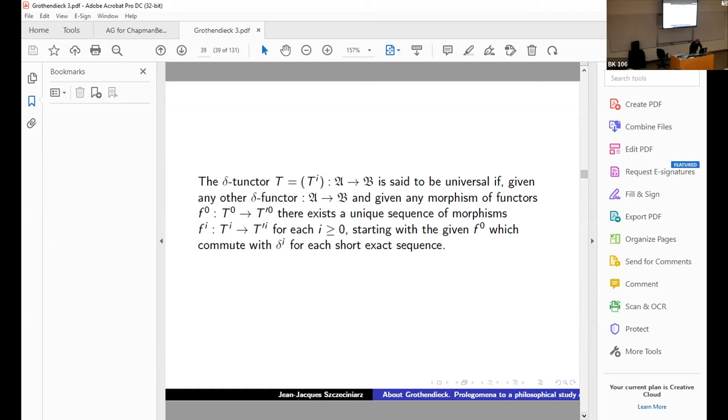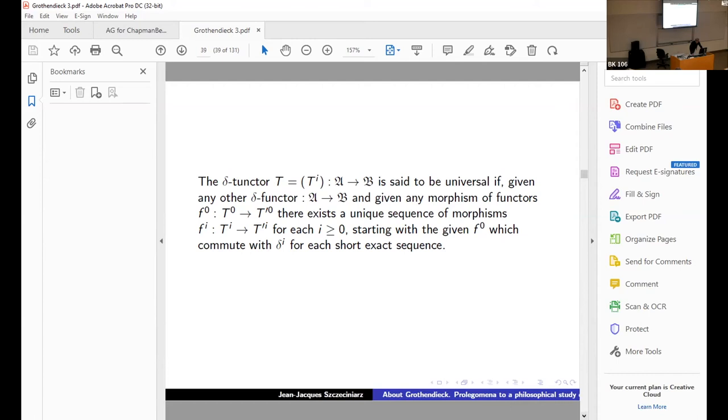The delta functor T is said to be universal if, given another delta functor T' and given any morphism of functors f0 from T0 to T'0, there exists a unique sequence of morphisms f^i, starting with the given f0, which commutes with delta^i for each short exact sequence.